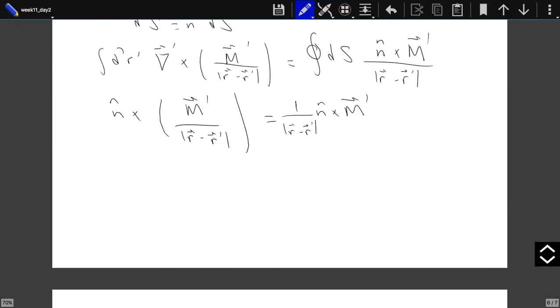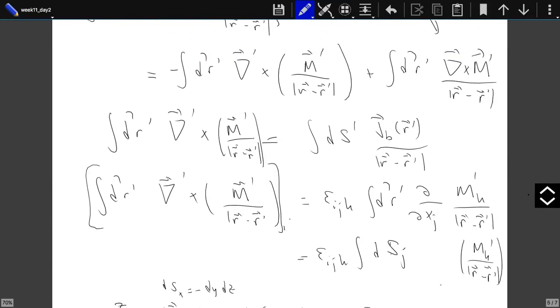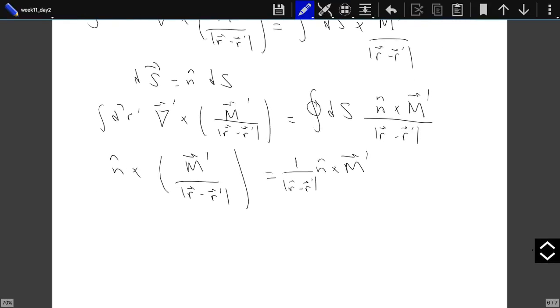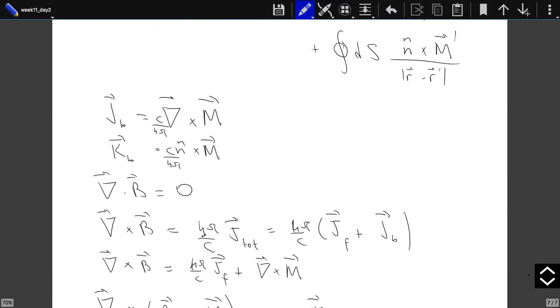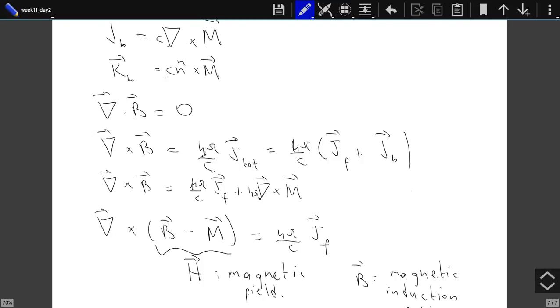Now let's see, where did we forget this 4 pi? Okay, so in the identification of J, there are no 4 pi's. You see, in the expression for A, there are no 4 pi's. So J is just C times the curl of M. So here I get a 4 pi curl of M. So here I have a 4 pi times M, the magnetization.